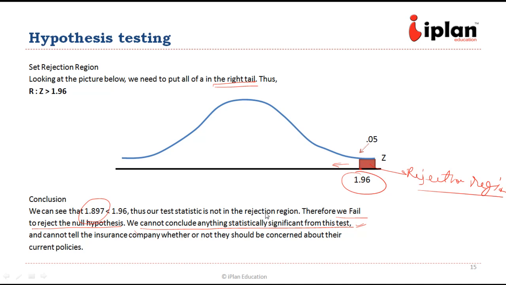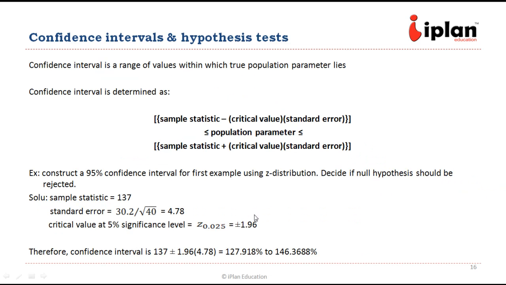So we are not saying that the value of mu is less than 1800. The only claim which we can make is we do not have sufficient statistical evidence to reject the hypothesis. Now let us move to the next slide.